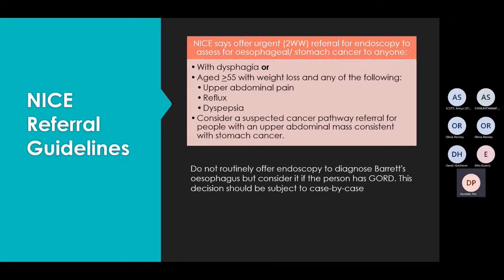So yeah, it's important, and NICE says do not routinely offer endoscopy to diagnose Barrett's esophagus, but consider it if the person has GORD. But it's obviously subject to a case-by-case basis. If there's a strong family history of esophageal cancer or the patient's incredibly worried, then consider a referral, but know that it may not meet the requirement for an endoscopy, and the gastroenterologist in the hospital may well say, well, the waiting list is 6 months, so make sure you try all of the drugs first, because they do tend to help people feel a little bit better.